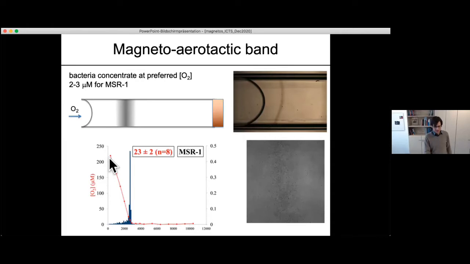And you can also see that there is an oxygen gradient. This was measured with an oxygen-sensitive dye. You see that this decreases pretty much linearly. And there is a low concentration, but still above 0, where the peak of the bacterial density is.